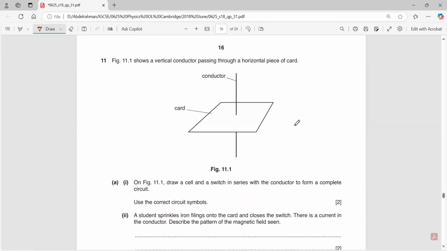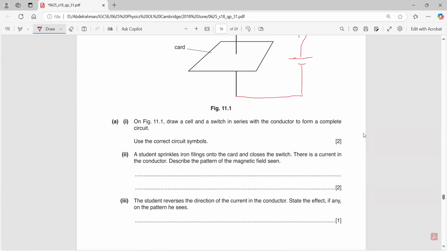Draw a cell and a switch in series to complete the circuit. How can I complete the circuit? How can we draw the cell and the switch this way in series? You have the battery and the switch which are in series. Right?